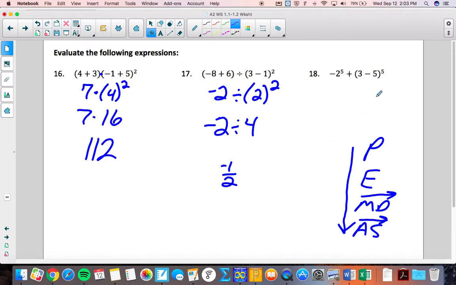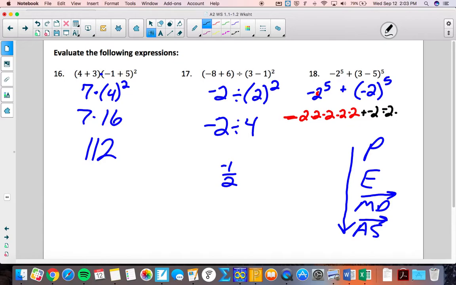Alrighty. We have to do parentheses first. So we have negative 2 to the 5th power plus negative 2 to the 5th power. So here I'm going to write this out. I'm going to expand this. You don't have to do it, but it's going to help you get the right answer. My base here is actually just 2. I'm taking 2 times itself 5 times, but then I drop the negative down. Whereas here, I'm taking negative 2 times negative 2 5 times.